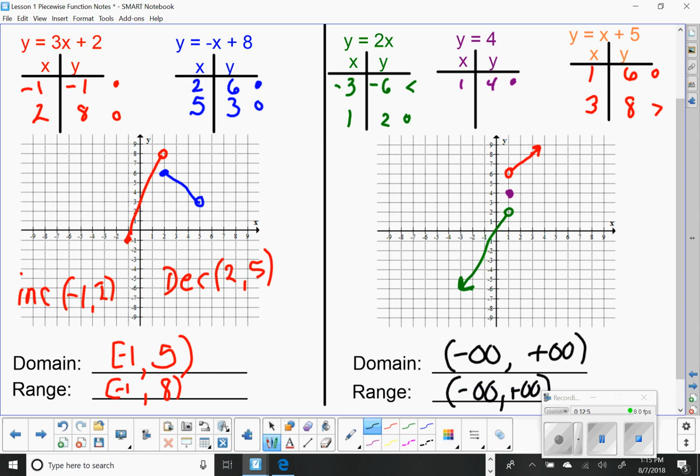Okay? Now this one is increasing from -infinity to 1, and then from 1 to +infinity. At 1, it's constant, but it's kind of weird because it's only a single point.